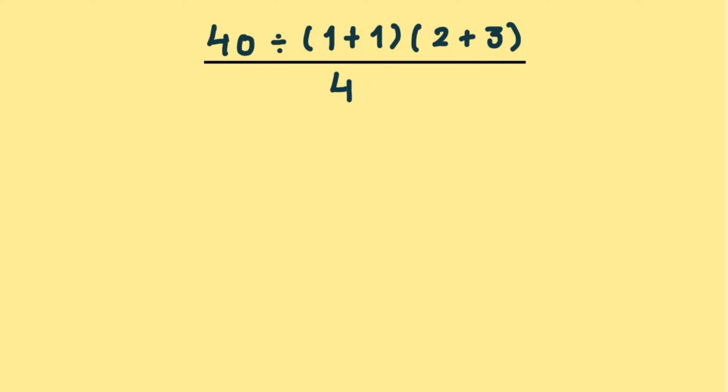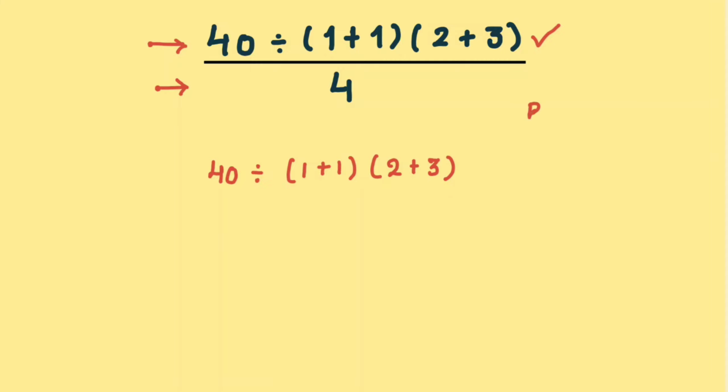This is a peculiar question. In the numerator, you have an equation and in the denominator, a number. Whenever such a question is given, solve the equation first. So 40 ÷ (1 + 1) × (2 + 3).